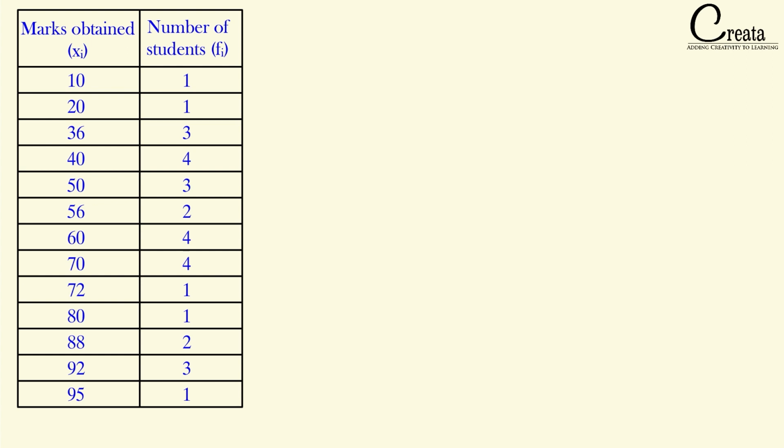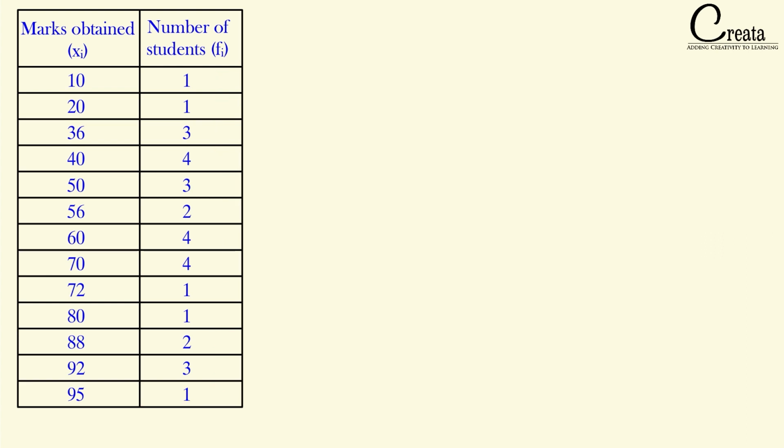Similarly, it is with the frequency fi. f1 is 1, f2 is 1, f3 is 3, f4 is 5, f5 is 3. Similarly, it will go on. i is just denoting the serial number.